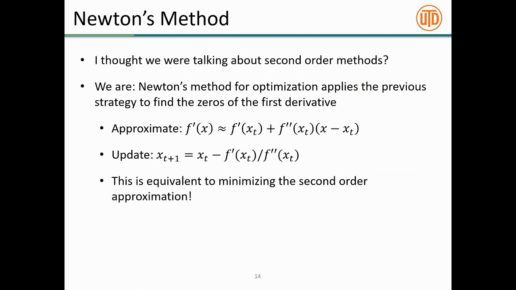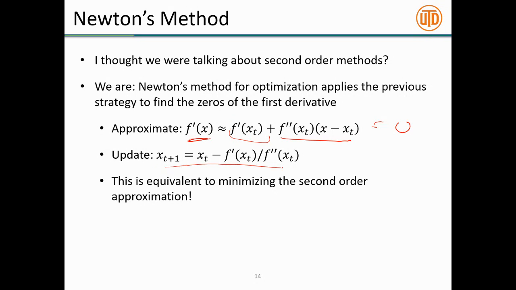So what does that look like? Well, we would basically compute the first order Taylor series expansion of the first derivative, which looks like this. You take f prime of x and approximate it as f prime of xt, for some fixed iteration, plus the second derivative times x minus xt. This is the first order Taylor series expansion of the derivative. We would then compute the update: set this equal to 0 and solve for x.